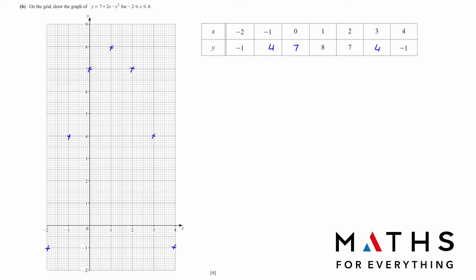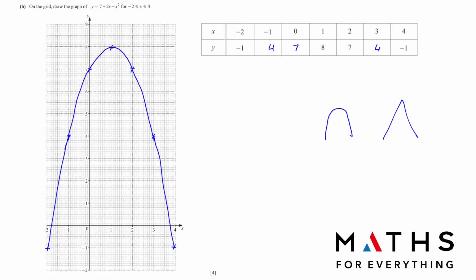We just have to draw it together. Remember, when you are drawing, it should be a U shape and not like a triangle like this. And that's how easily you get your 4 marks.